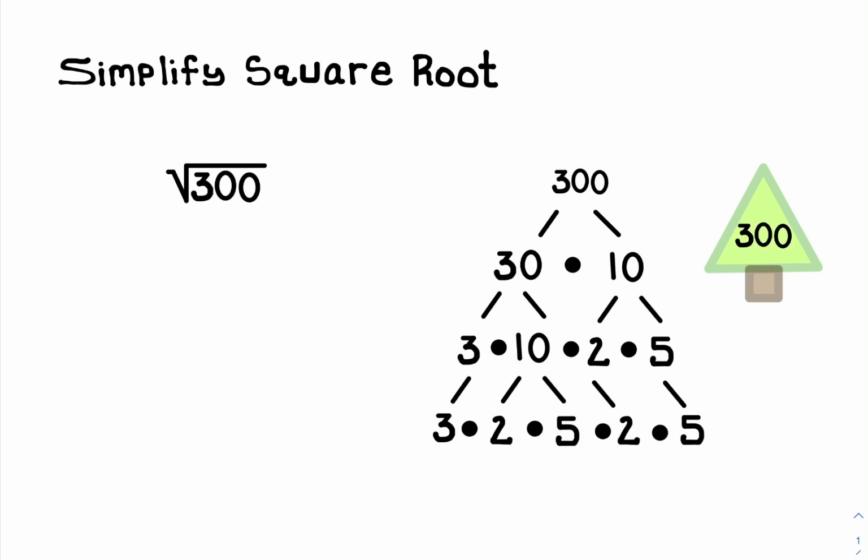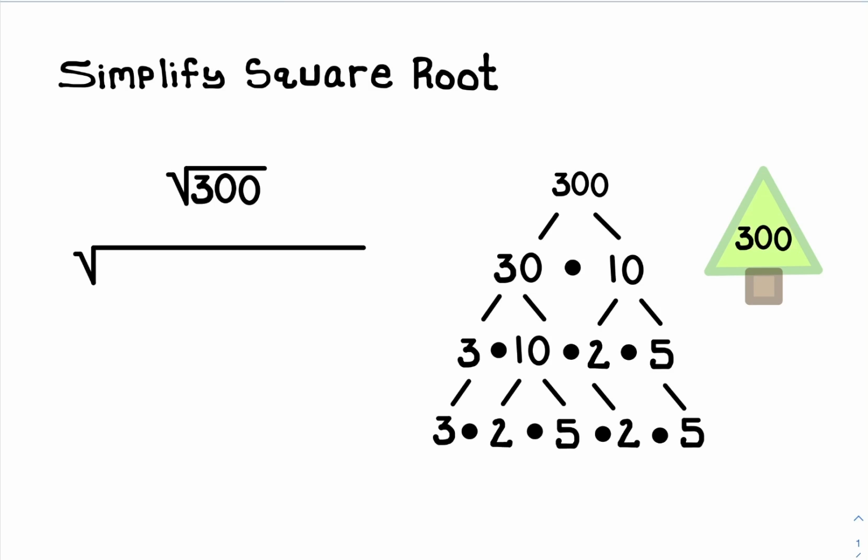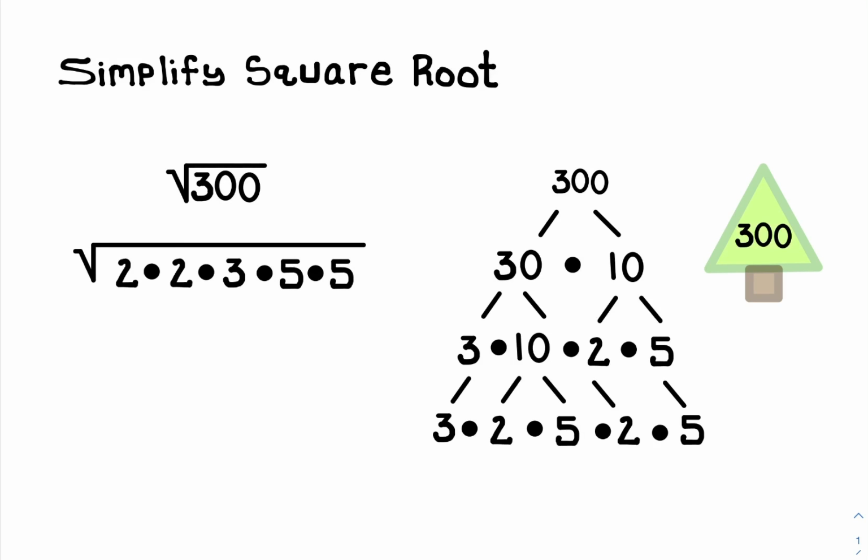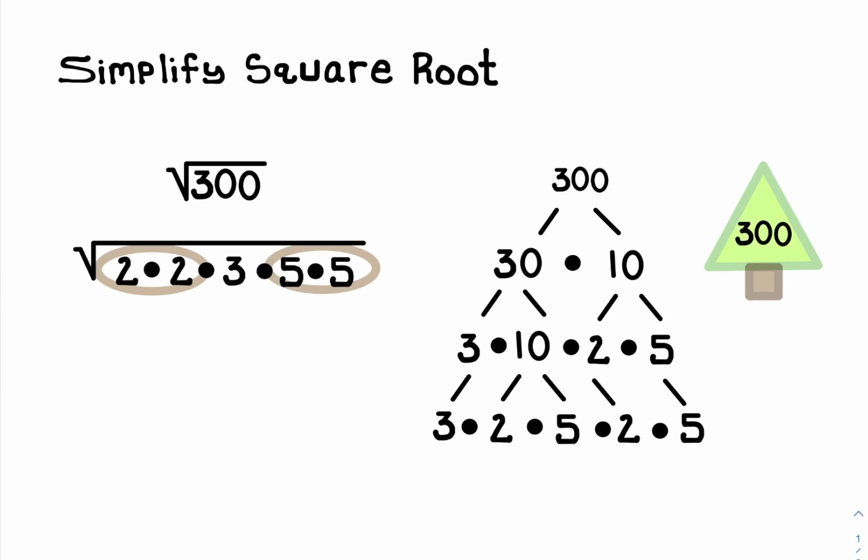Now that all of our numbers are prime, we are ready to replace the 300 with what we found. The 300 becomes 2 times 2 times 3 times 5 times 5. To simplify, we need to look for pairs of numbers. Every time we have a pair, we get to take a single number out.